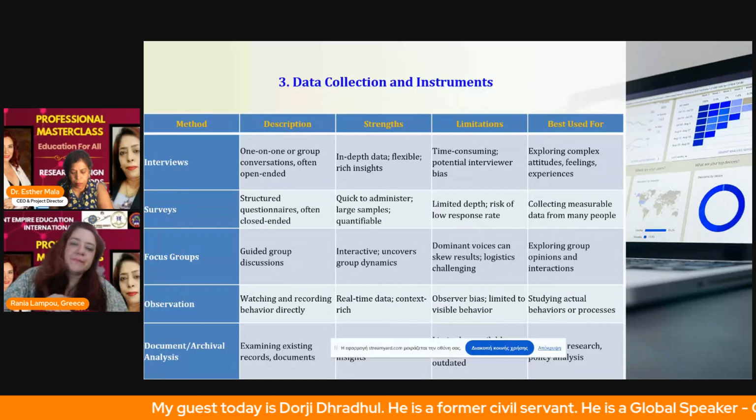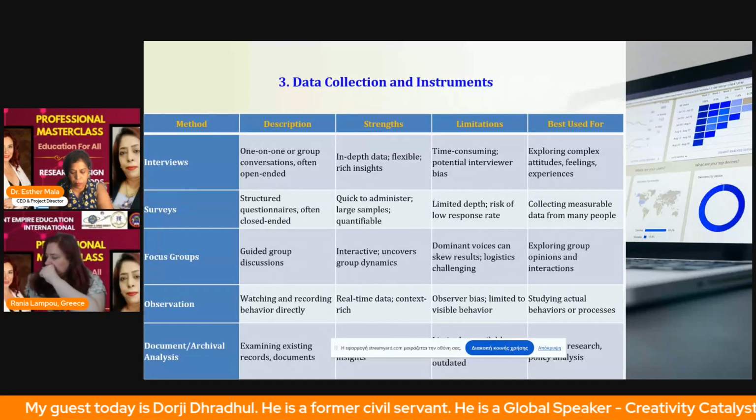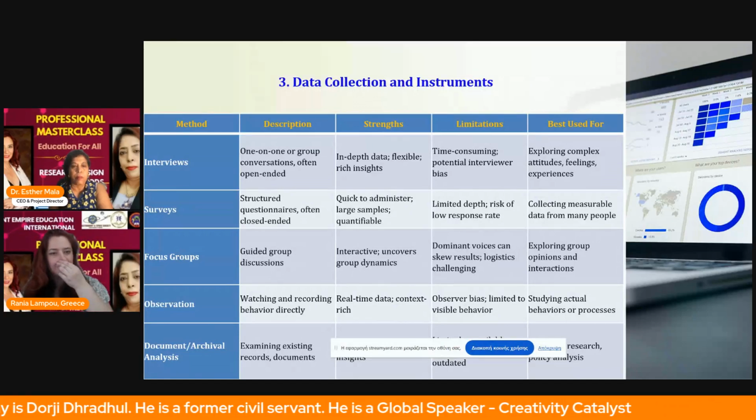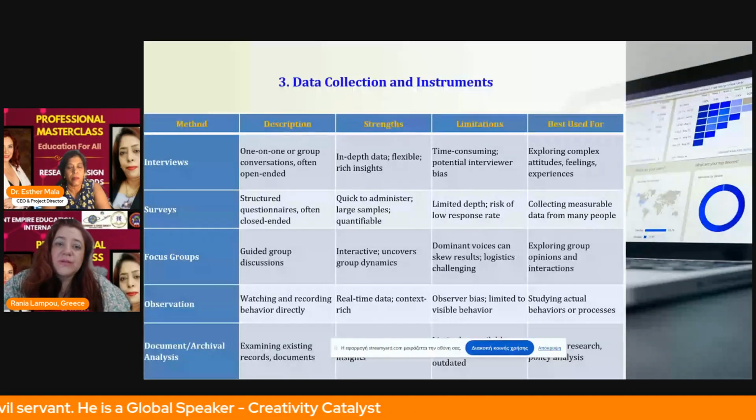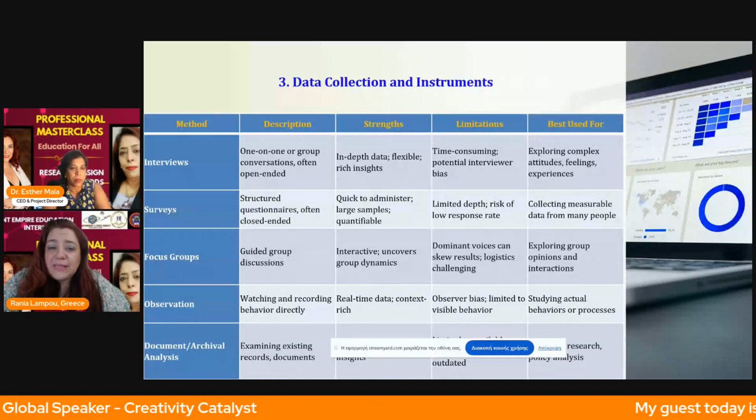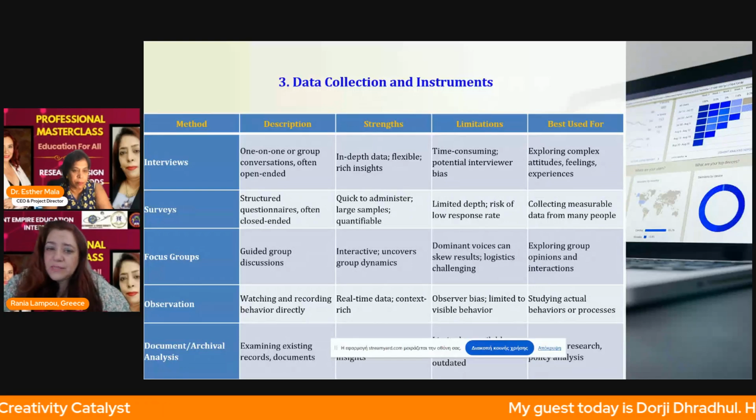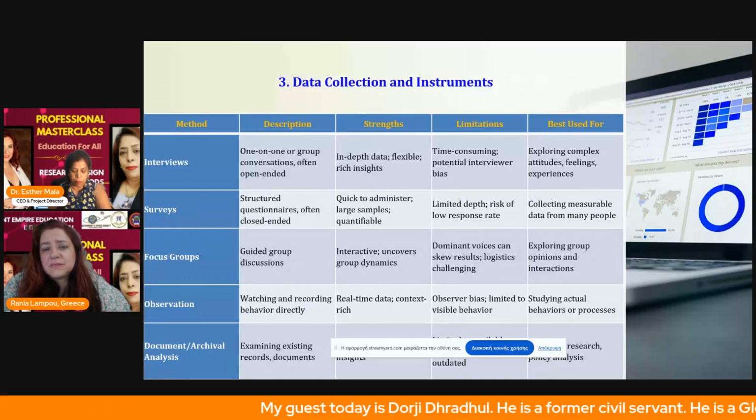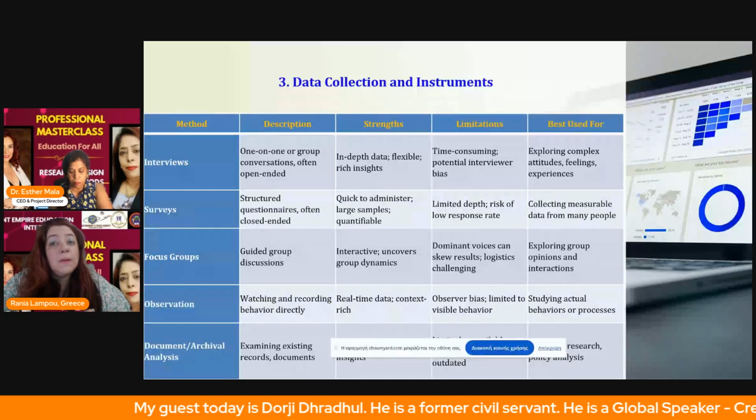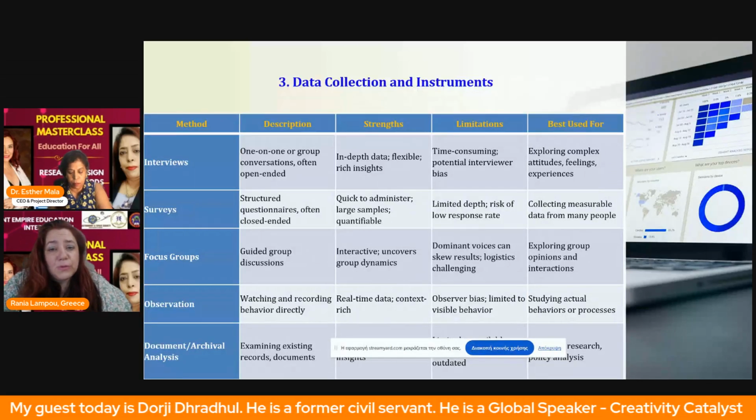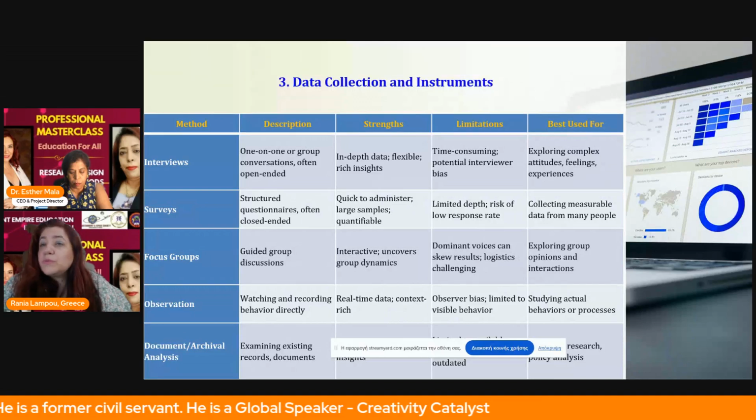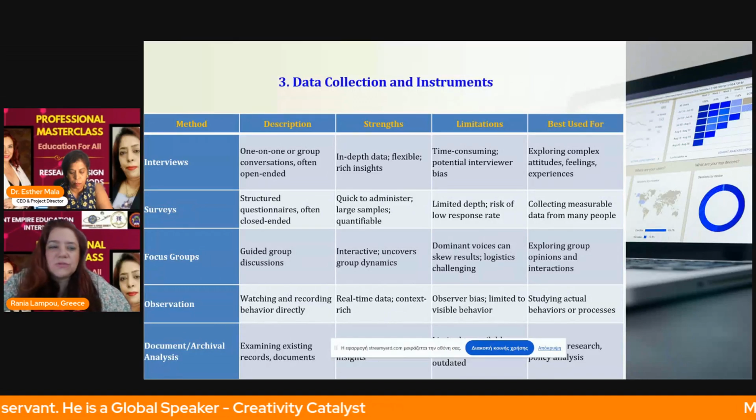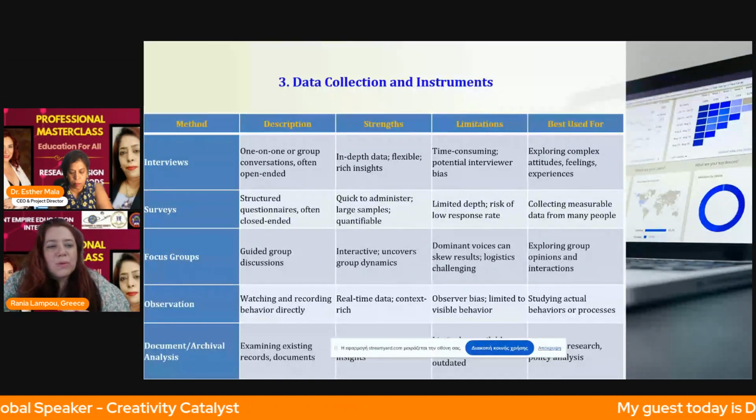So first, about interviews. Interviews are often open-ended. The strength is that they offer in-depth data, they are flexible, and they offer rich insights. On the other hand, the limitations are that it's time-consuming, there may be interviewer bias involved, and it's best used when we want to explore complex attitudes, feelings, or experiences.